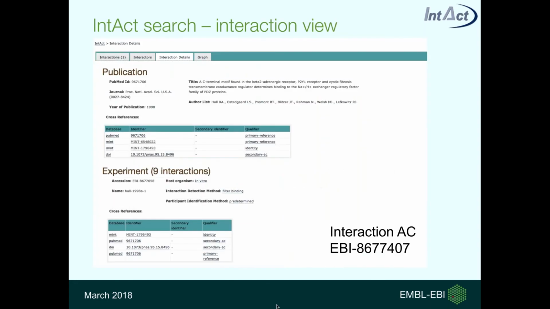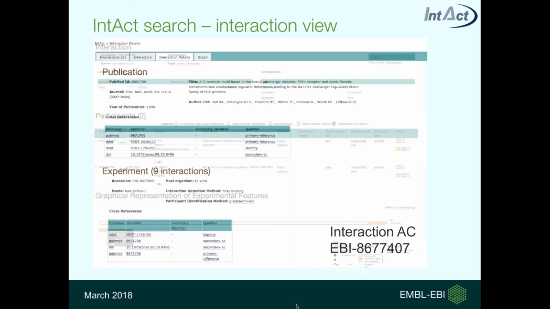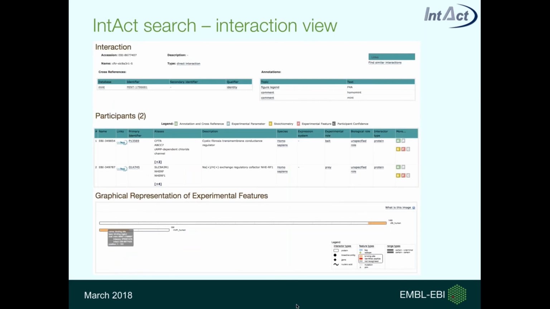All interaction details start with the publication that it comes from and the type of experiment that was carried out. So in this example, it was a filter binding assay that was carried out in vitro with known predetermined participants. We also credit the partner databases who've curated this example. So MINT in this case. The interaction is direct because there are just 2 participants in this interaction, and it was an in vitro assay. We capture the figure legends where we know them. These might also be the tables. This can be from supplementary data as well as the primary publication.